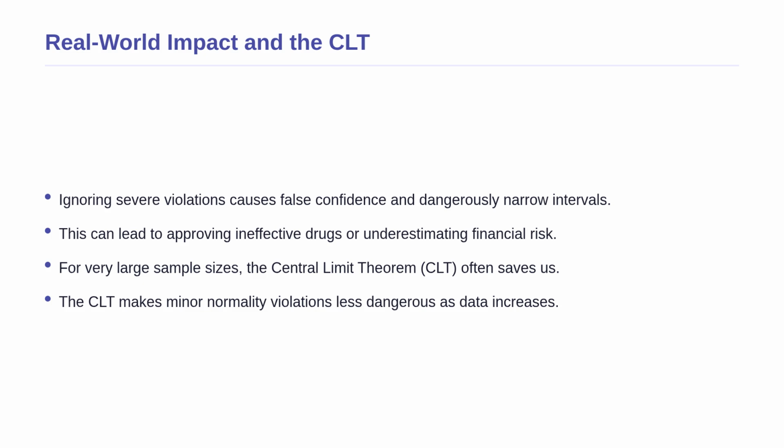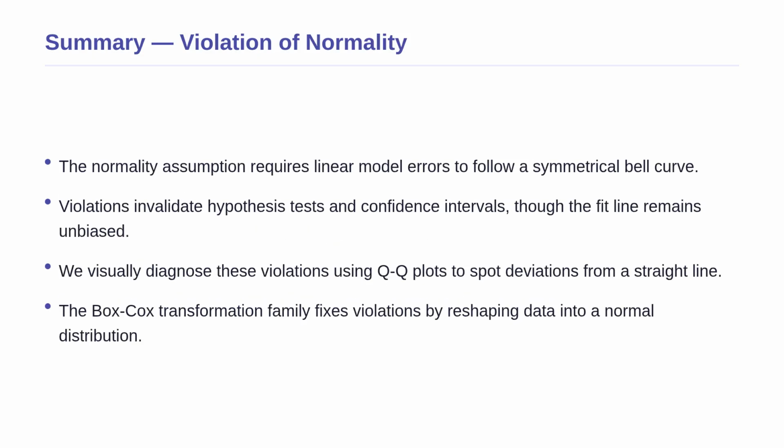For very large sample sizes, a statistical rule called the central limit theorem often saves us. Because of this theorem, minor violations of normality become less dangerous as you collect more data, making this assumption slightly more forgiving than others. We have covered a lot of ground today, so let us summarize the key takeaways.